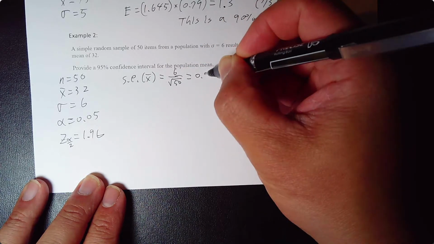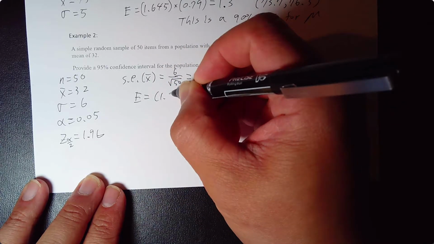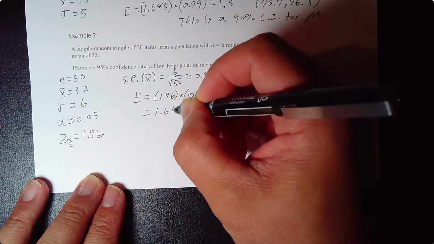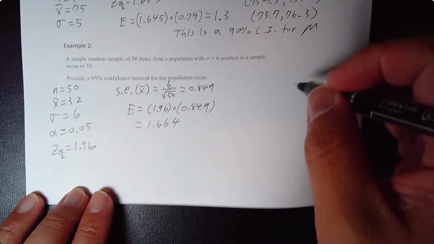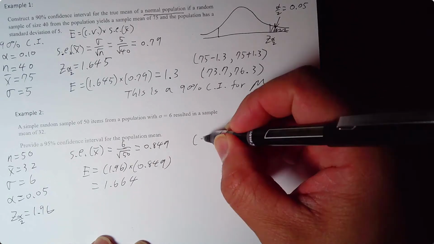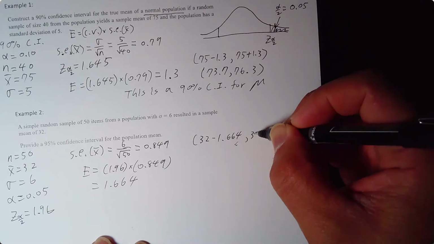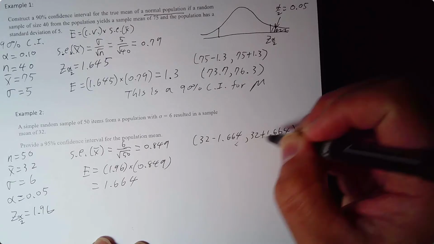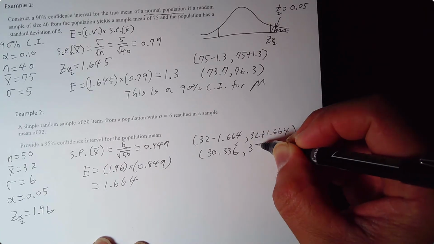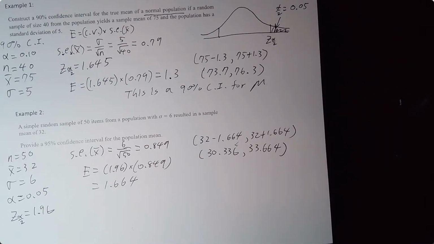And then my margin of error is going to equal 1.664. Once I have my margin of error, the interval is very easy to calculate. That is my 95% confidence interval.